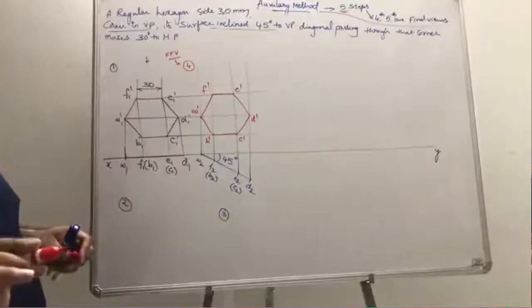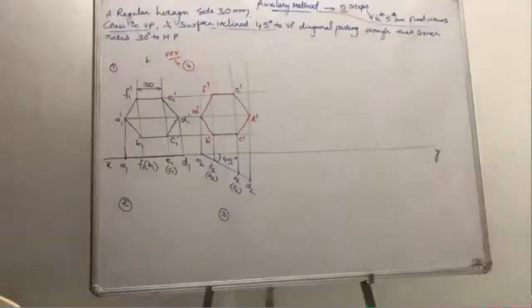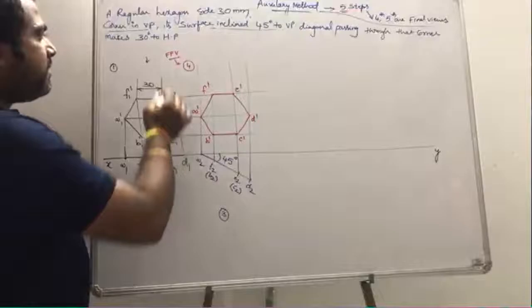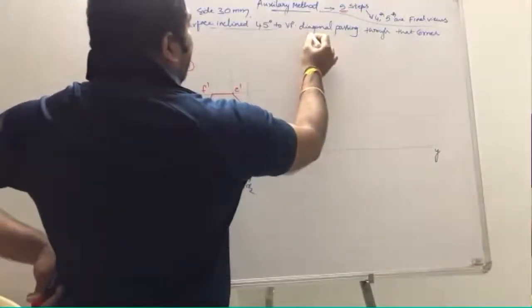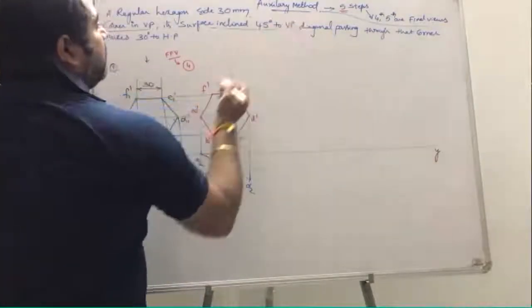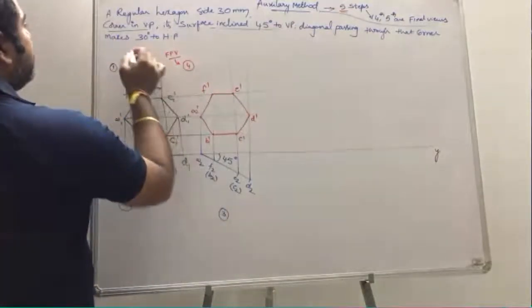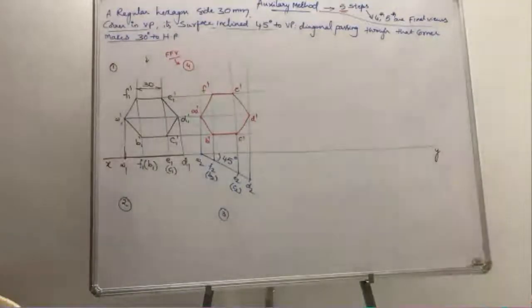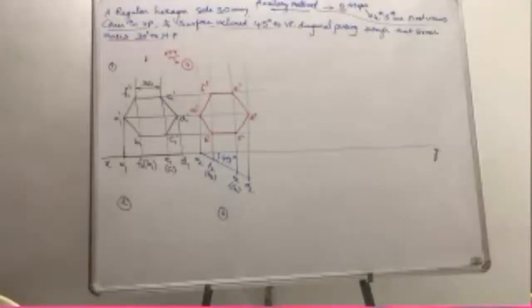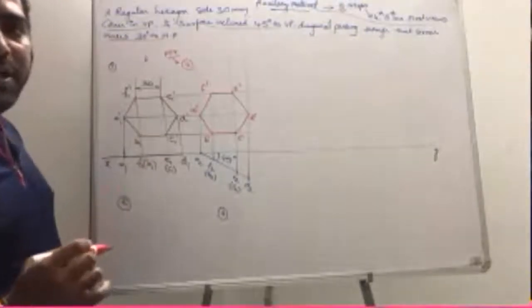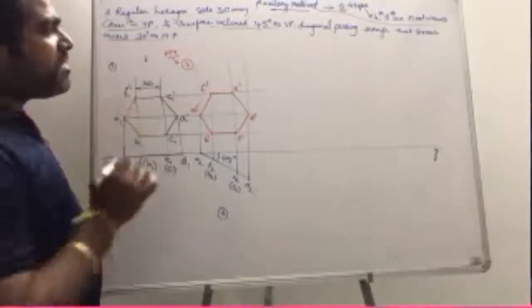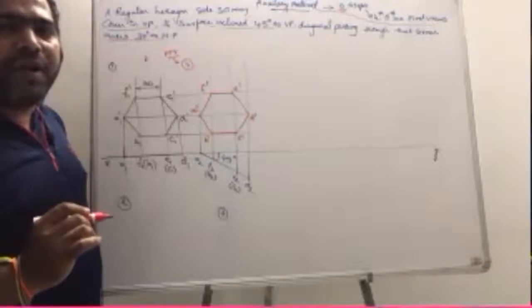Now I am supposed to obtain my fifth step. What is the fifth? That is supposed to be the final top view. How can we obtain our final top view? The diagonal passing through that corner makes an angle of 30 degrees to HP. So if it is a corner resting problem and a diagonal is given, in such types of cases, what do we have to find?